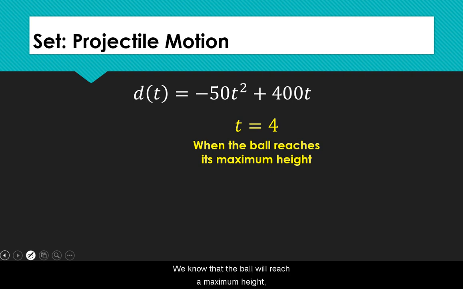We know that the ball will reach a maximum height, which is our vertex, when the time is 4 seconds. We know that because our two x-intercepts were 0 and 8, and we know that the x value of our maximum, or our vertex, is located halfway between those 2 points, which is 4.